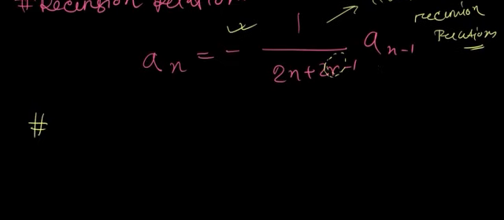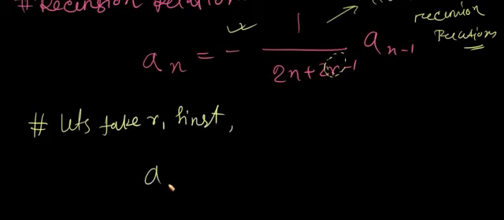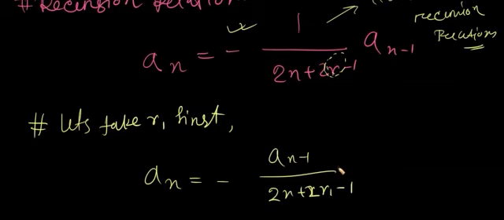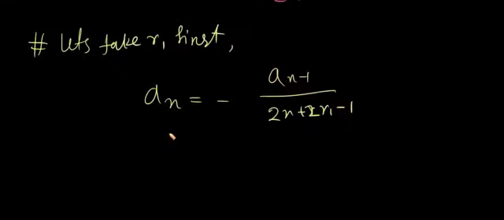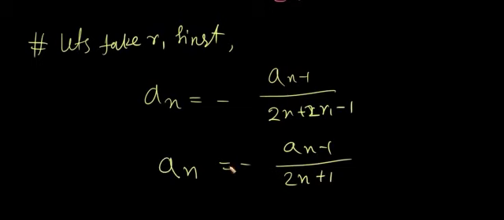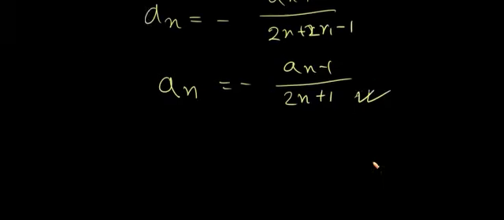So let's work with r1. Let's take r1 first. So this will be a n equals minus a of n minus 1, 2n plus 2 r1 minus 1, right? But r1 was what? Only 1. So this will be now a of n minus 1, 2n plus 2 minus 1, that means plus 1. Now you know how to do this thing.